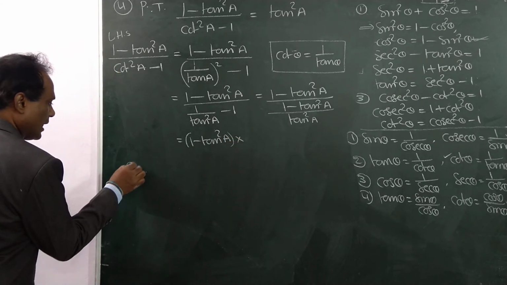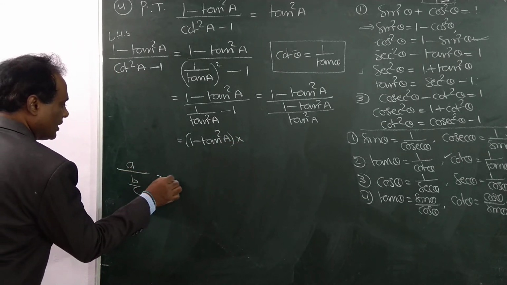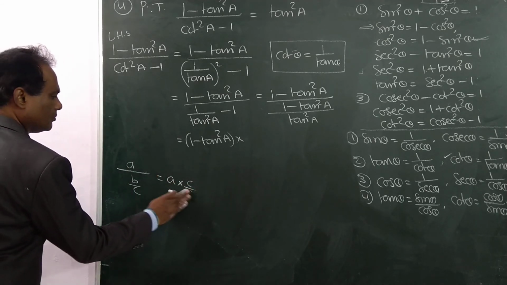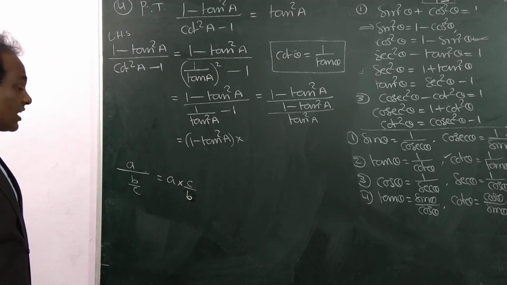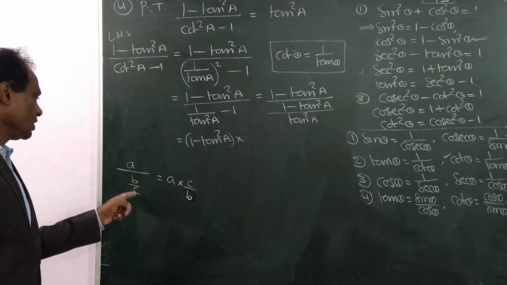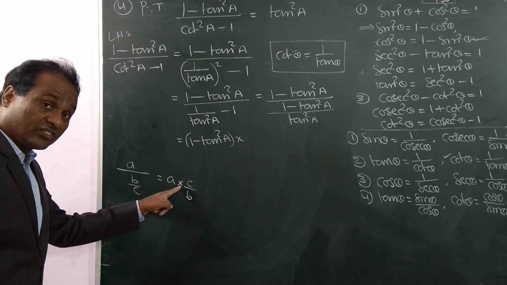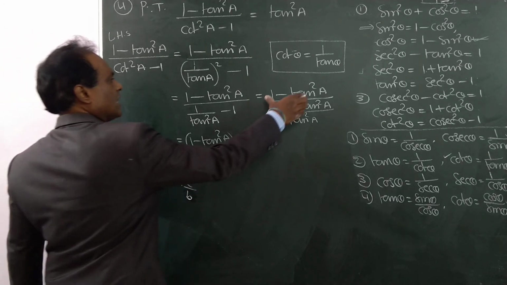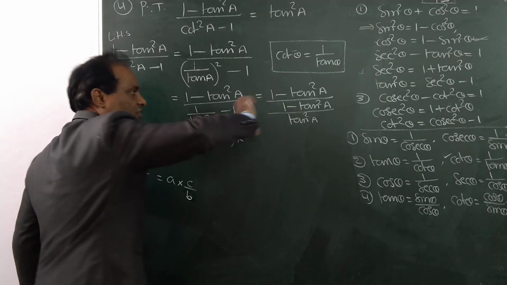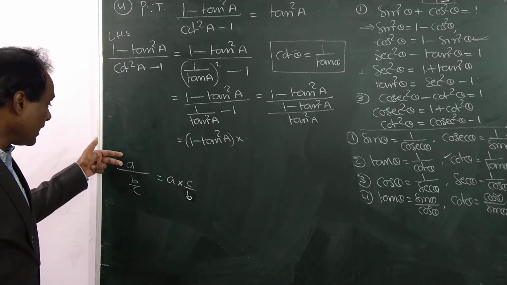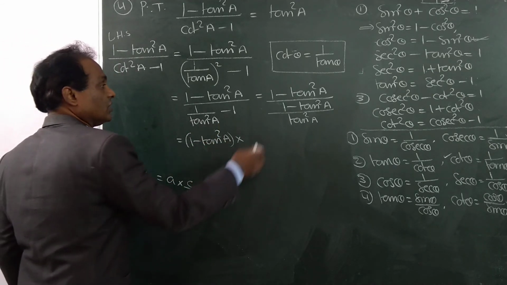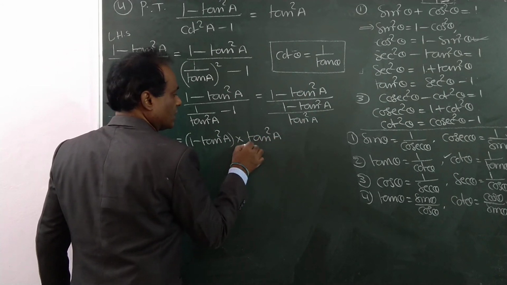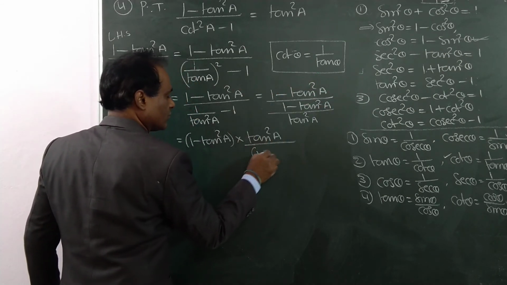Suppose you have A by B by C, what happens? A into this denominator fraction will reverse. You know this division rule. When dividing one fraction by another fraction, the division becomes multiplication and the denominator fraction reverses. You studied this in the lower classes. So 1 minus tan square as it is, times tan square by 1 minus tan square.